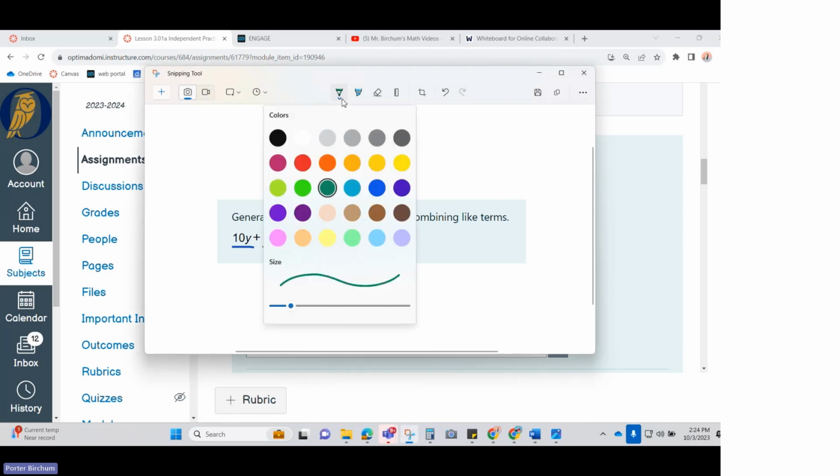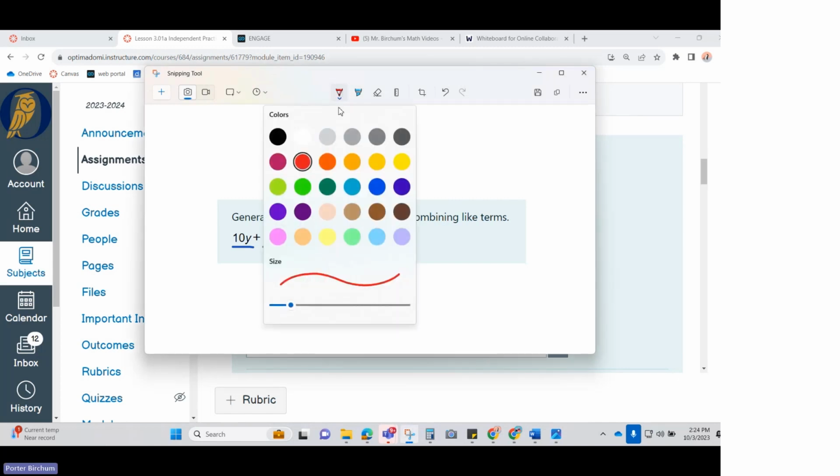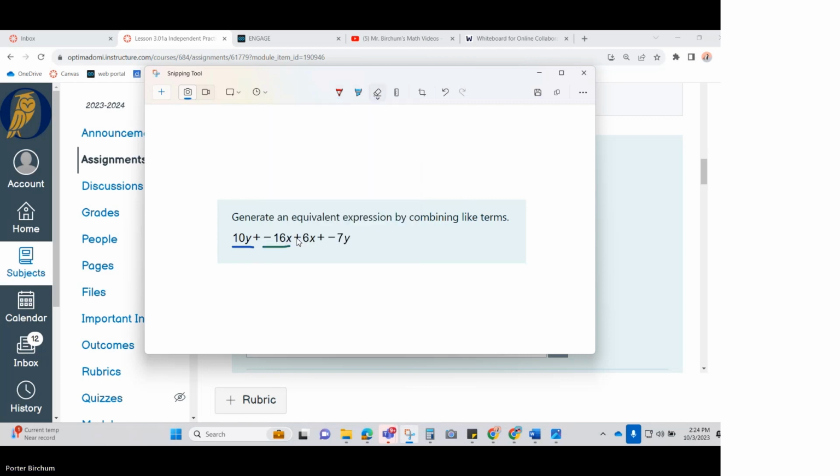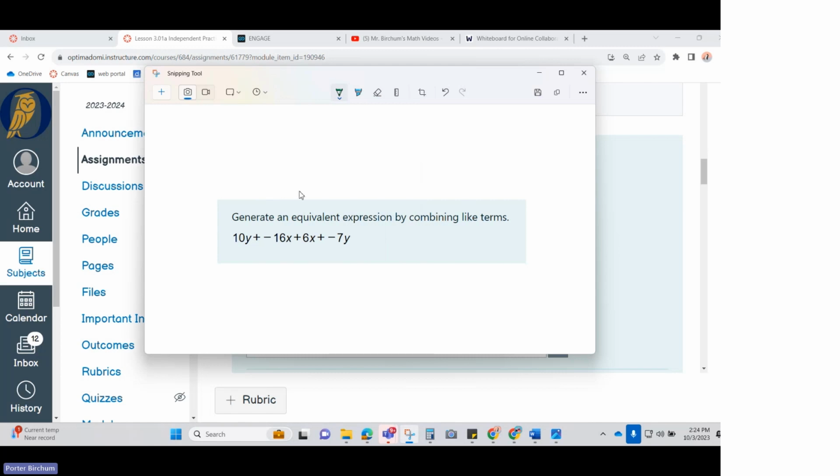So let's count up. I'm going to use the tally strategy from question 1. I'm going to use red for negative amounts and green for positive amounts. Let's count up our y's first. I have 1, 2, 3, 4, 5, 6, 7, 8, 9, 10 positive y's and 7 negative y's. 1, 2, 3, 4, 5, 6, 7 negative y's.